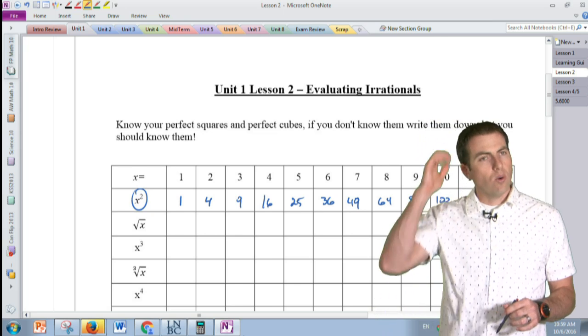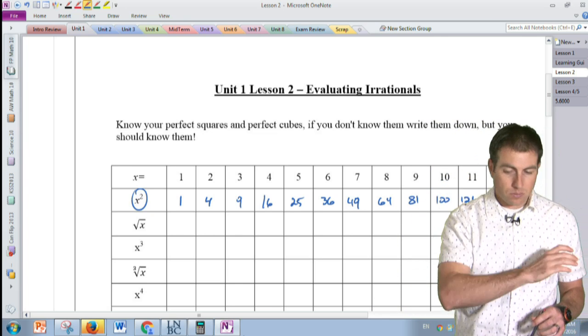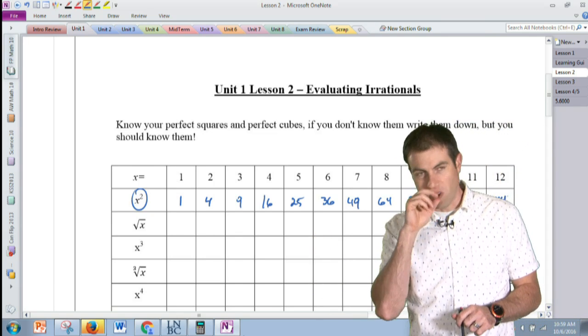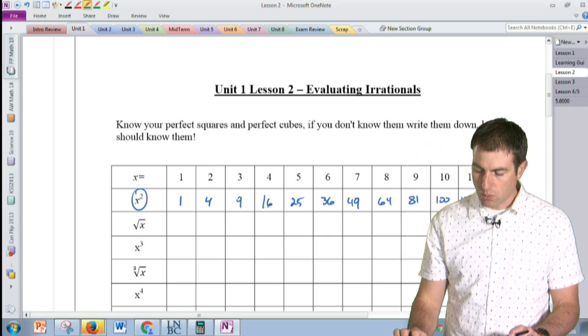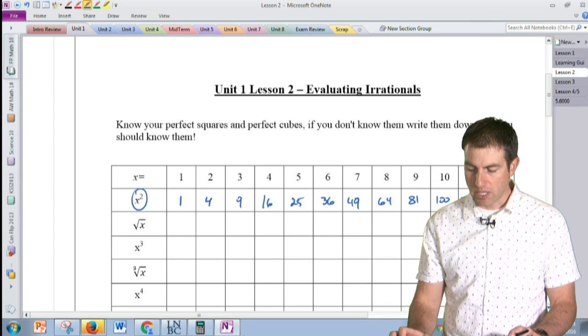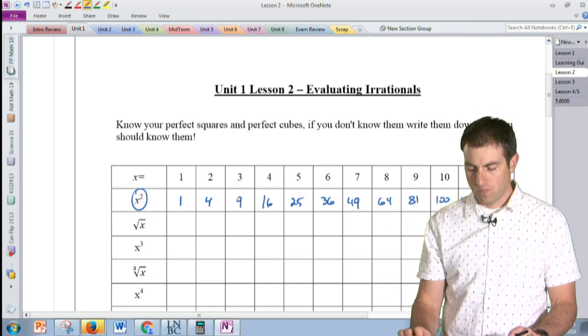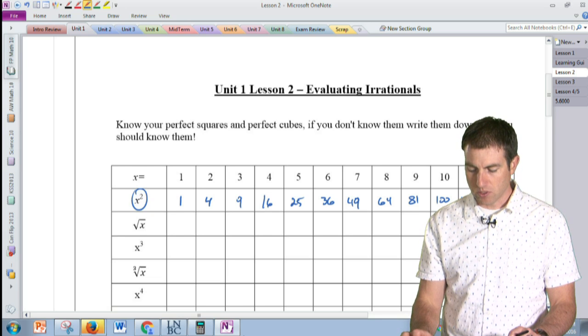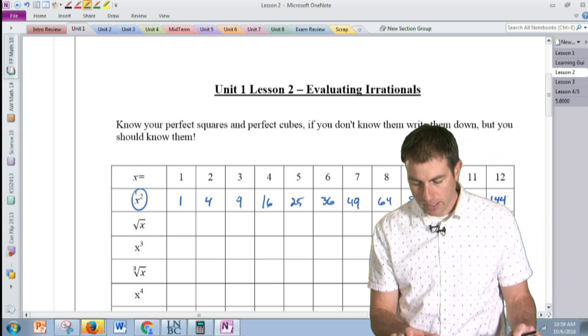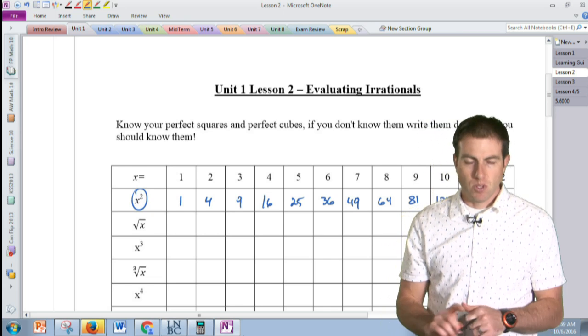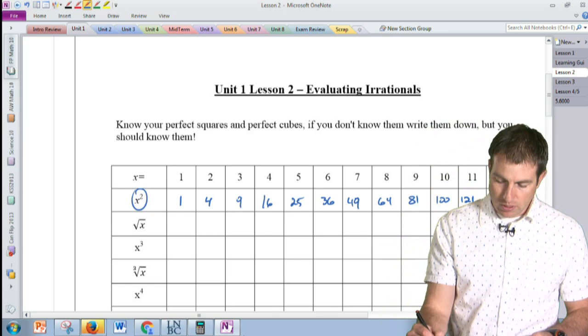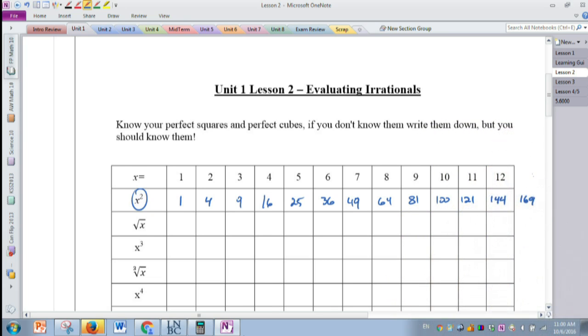So you should know your perfect squares from 1 to 12. 13 squared and 14 squared do come up from time to time. So, I don't know, 13 times 13 is 169, I think. Yeah. If you want, you could write 169 for 13 over here.